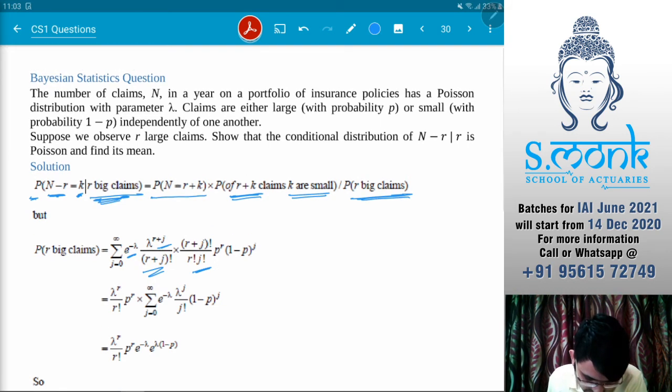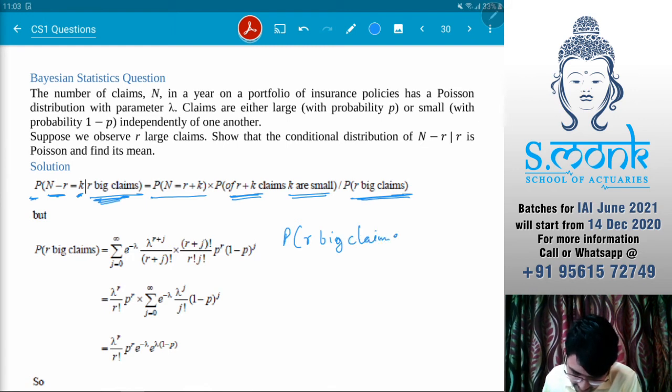Okay, just give me 1 minute. The number of claims n on a portfolio of insurance policies has a Poisson distribution with parameter lambda. Claims are either large with probability p or small with probability 1 minus p. So whenever we say the probability that we have r big claims, we are going to have n minus r small claims.